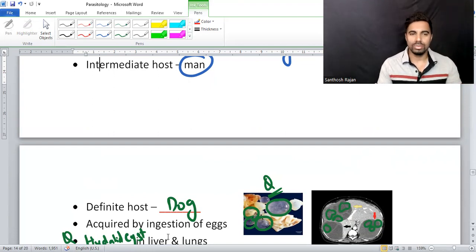They're not asked that much, or they're easy. The main things are the diagnostic part, how to differentiate the individual eggs and identify them, and the clinical features. That is most important.